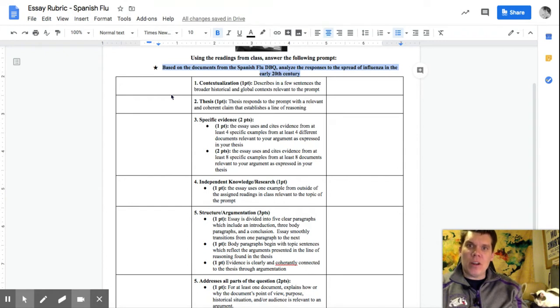The next point is arguably your most important point because so much of your essay revolves around that, and that is your thesis. Your thesis needs to clearly respond to the prompt with a relevant and coherent claim that establishes a line of reasoning. Remember, a thesis basically has two parts. It has your claim, which answers the prompt, and your three main topics, body paragraphs, whatever you want to call them, that backs up your claim.